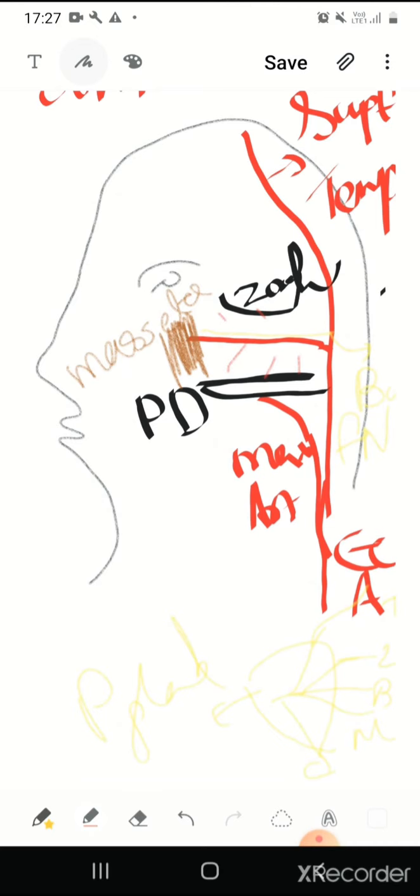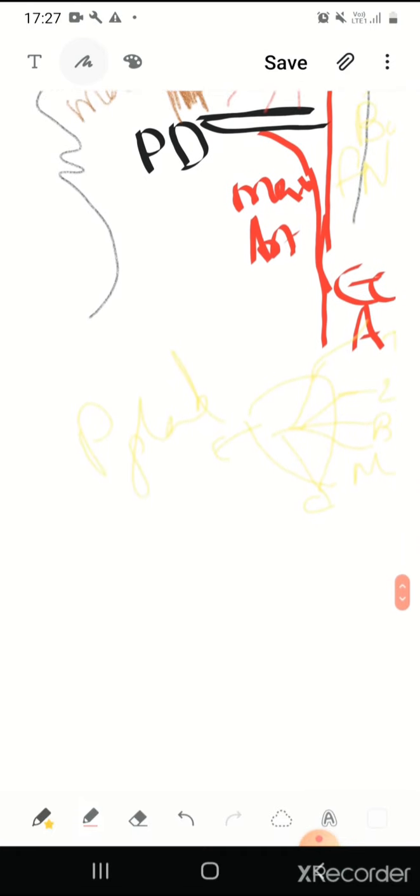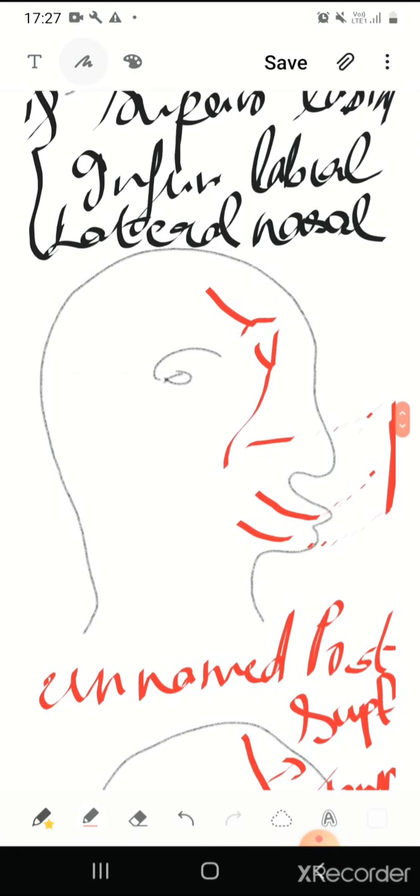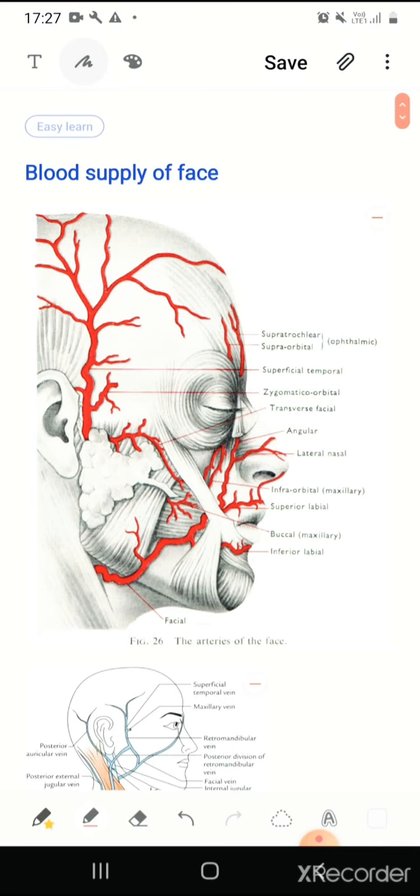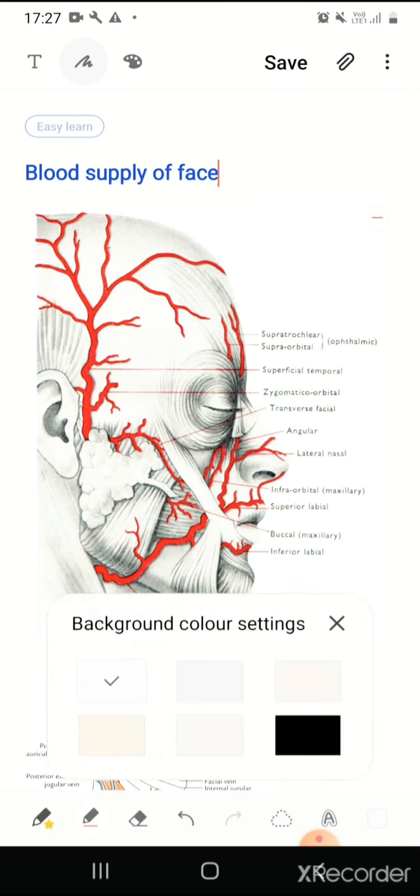Okay, with that we have finished the arterial supply. So let's look at a diagram of a face. So this is the diagram. I hope you guys can see that.